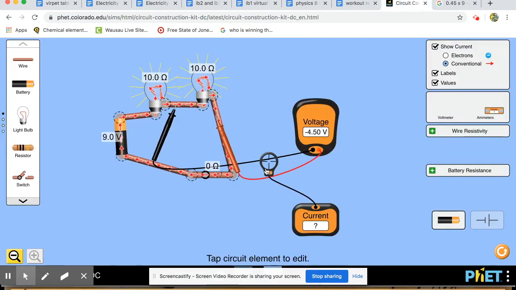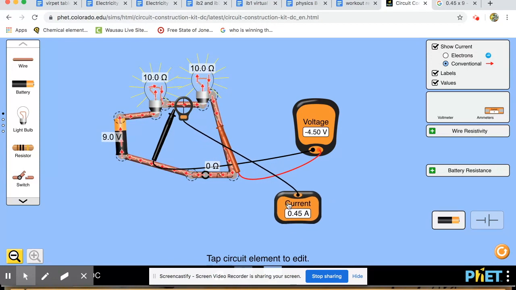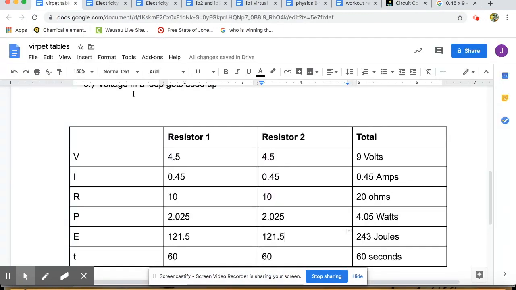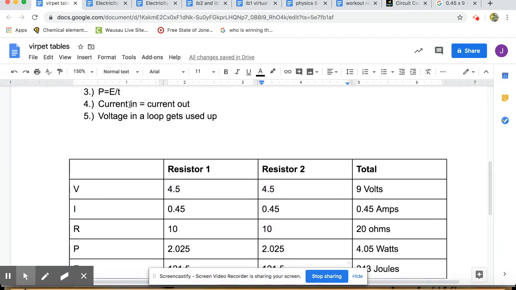So the current, this ammeter here works pretty well. It's just virtual, so I just hover over it. The current's reading 0.45. Everywhere in the circuit, it's reading 0.45. It doesn't matter where I go, it's reading 0.45 amps because there's only one path for the electricity to take. So of course it has to work. According to this rule right here, the current into every section of the circuit has to equal the current out. So since there's only one path, every part of the circuit has to have that same current.